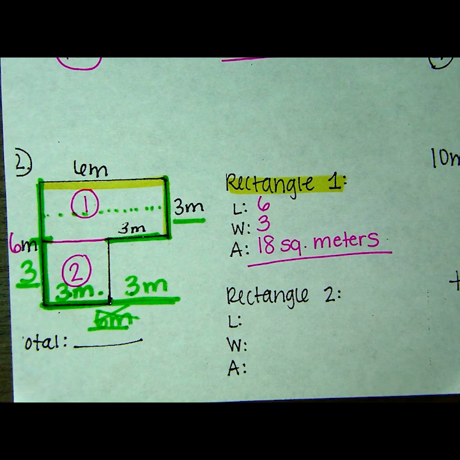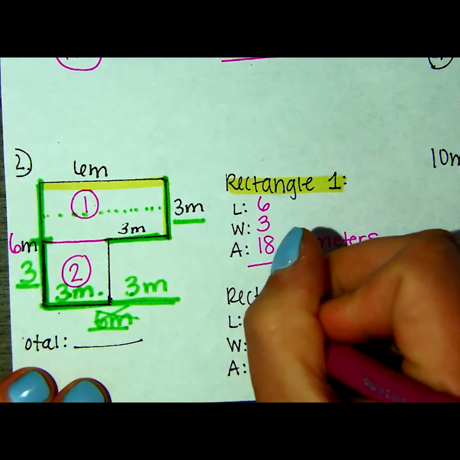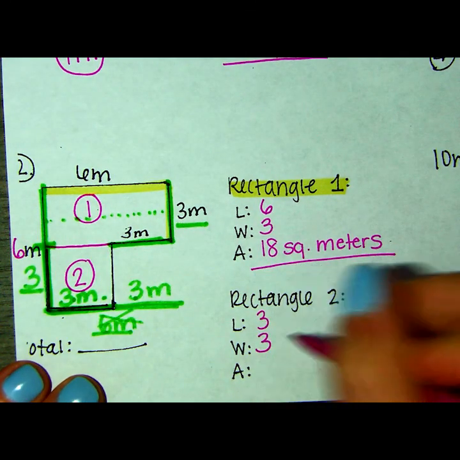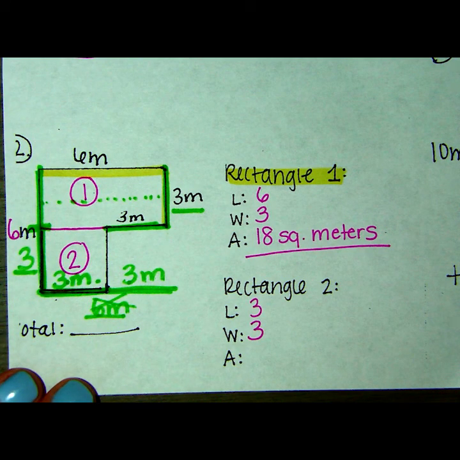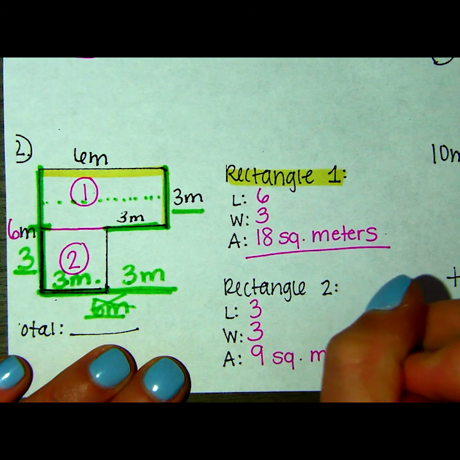So now I can solve for the area of rectangle number 2. I have a length, 3 meters. I have a width, 3 meters. My area is length times width, so 3 times 3. I have an area of 9 square meters.